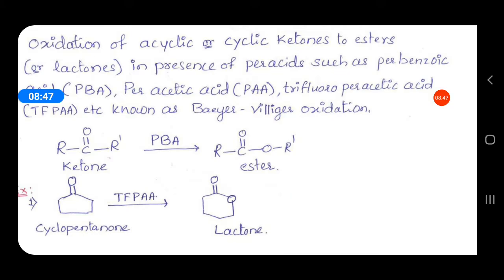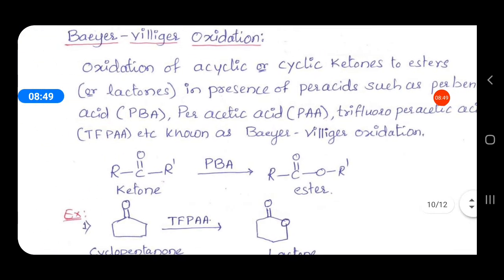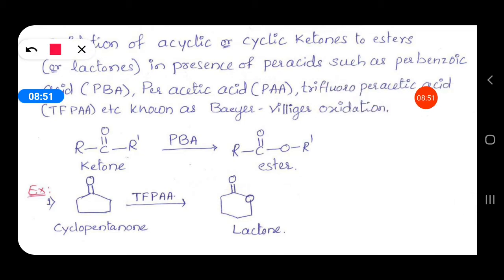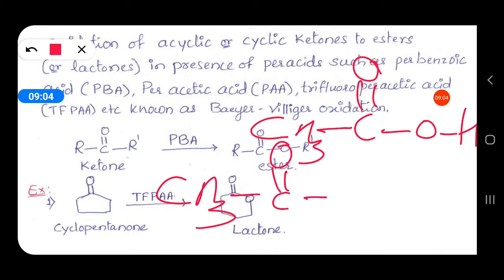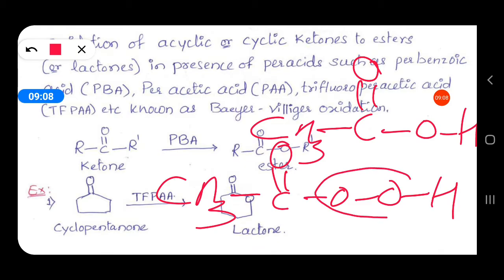For example, peracetic acid. The acetic acid structure is CH3 C double bond O OH, but the per acid is CH3 C double bond O OOH. So this OO bond, like the peroxide bond, is present. So these are called per acids.